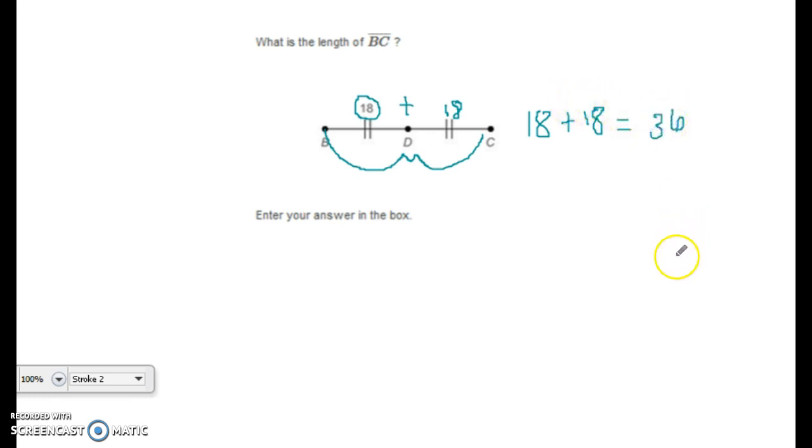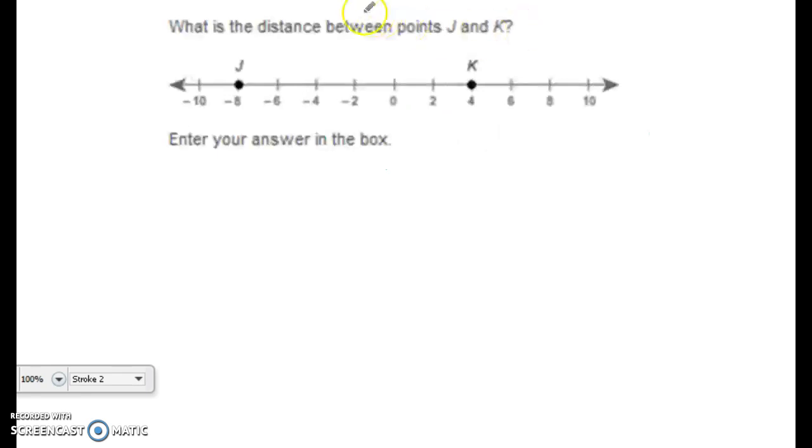Okay, I had to use some mental math there, and it actually hurt my brain a little bit. I confess. All right, here we go.